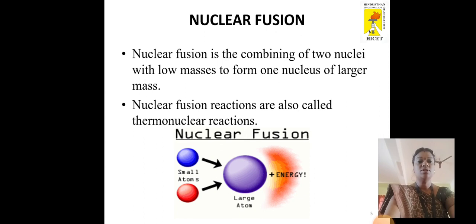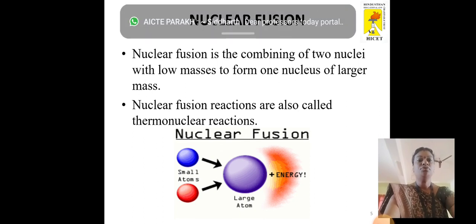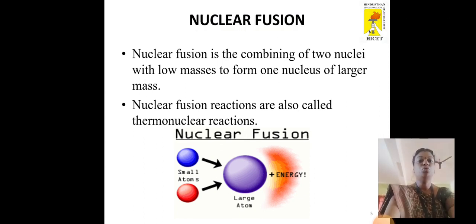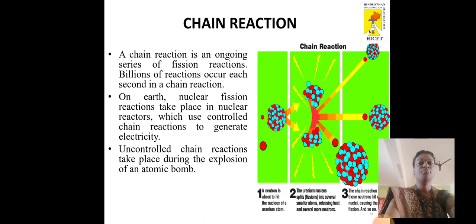Next type of reaction is nuclear fusion. Nuclear fusion is a combining of two lighter fragments to give a heavy nucleus. During this time also, a tremendous amount of energy is getting released. And this kind of reaction is said to be thermonuclear reactions. In this picture you can see two small atoms combined to form a large atom. During this time, a tremendous amount of energy is getting released.